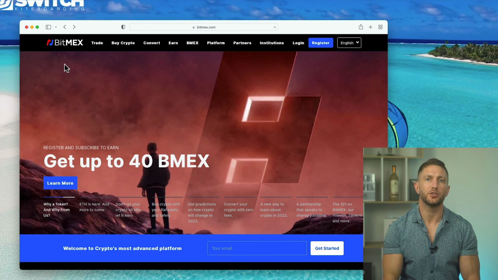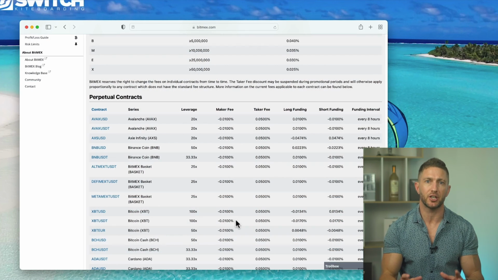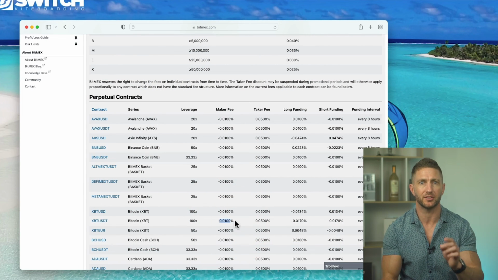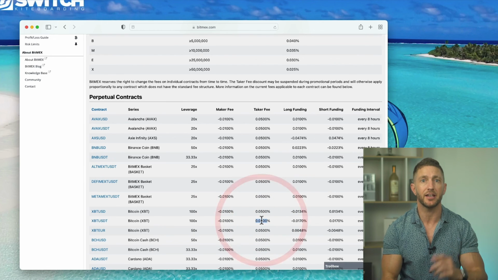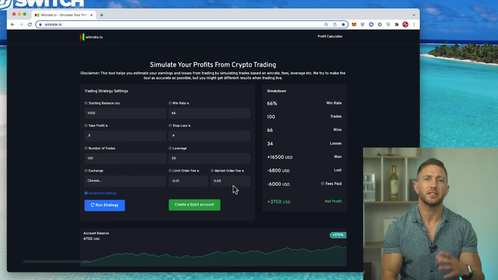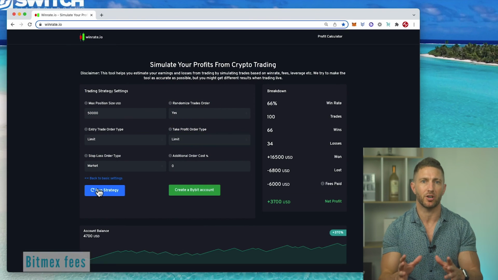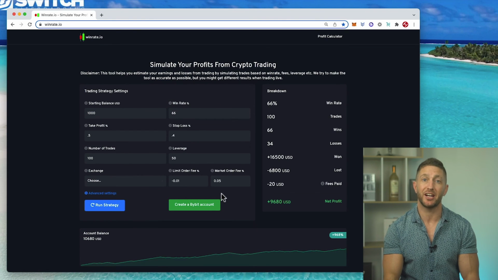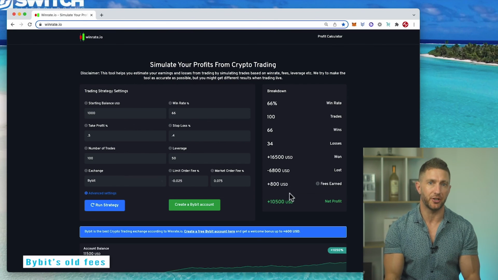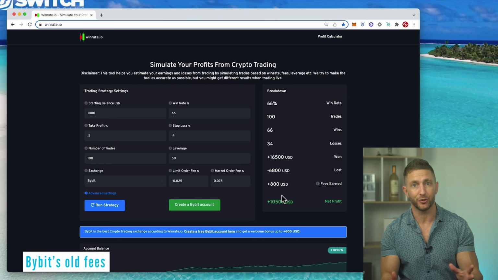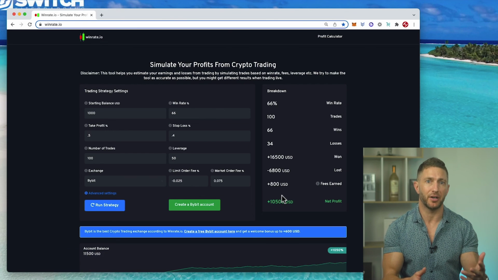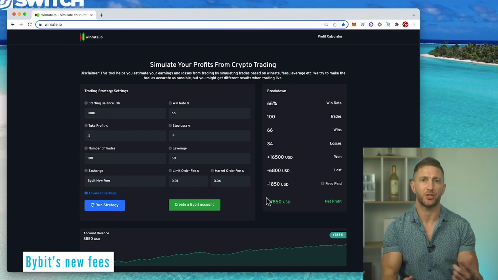So I've moved over to using Bitmex as they have a fee structure of minus 0.01% as a maker, so that's a rebate, and a taker fee of 0.05%. Let's change the entry type to limit in and limit out for the take profit and run this one. We have $9,680 in profit and pay only $20 in fees. This is not quite as profitable as Bybit's old fees, shown here again, but they are gone for good, right? So Bitmex is far better than Bybit's new fees, which are shown here again.